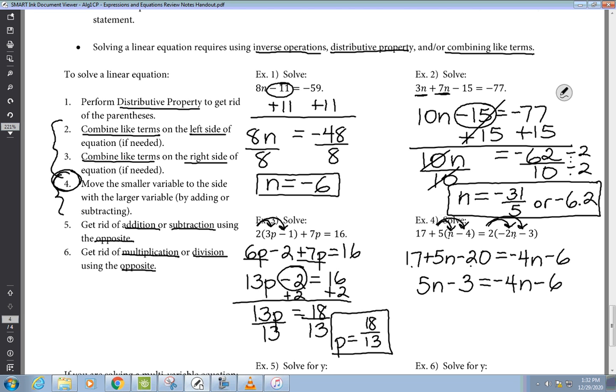Now step 4 can be used since we have 2 variables on both sides. Move the smaller variable to the side with the larger variable by adding or subtracting. So we have 5n and negative 4n. Negative 4 is smaller than 5, so we're going to move it. We move it by taking the opposite. We're going to add 4n to both sides.